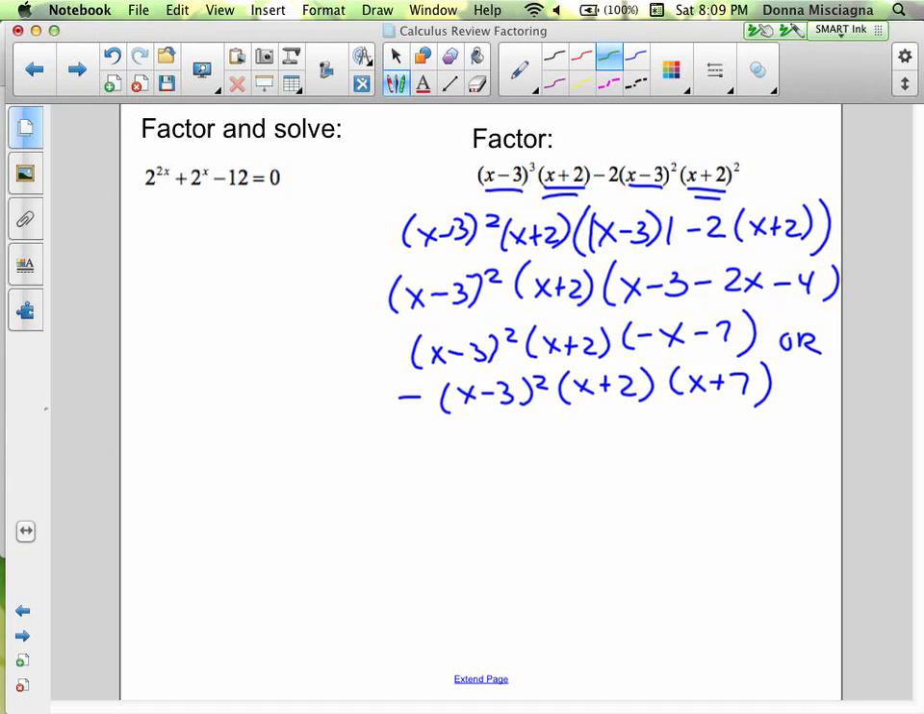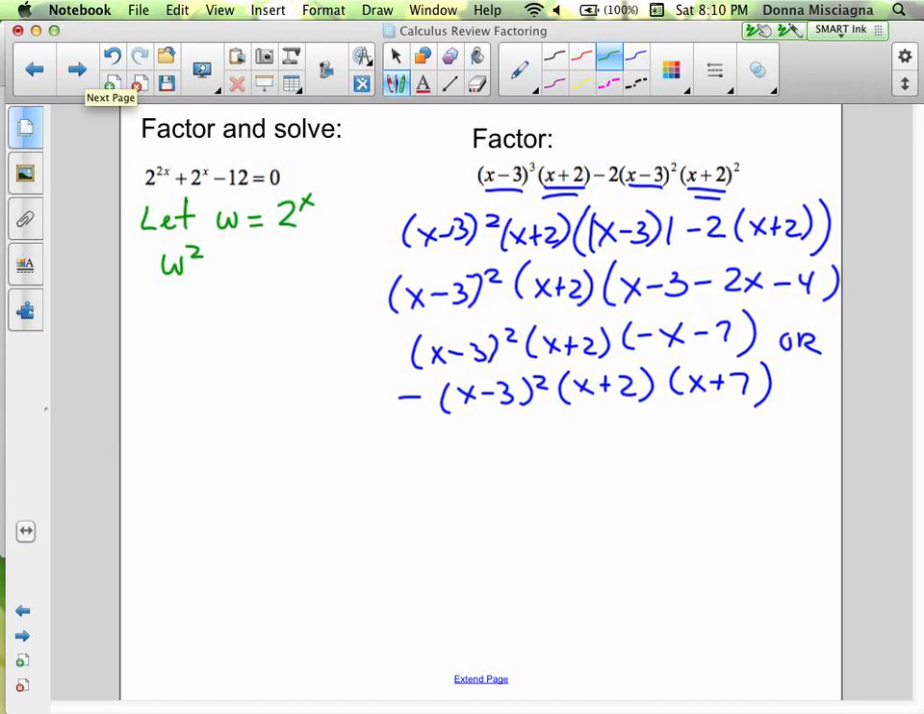Here's one from the solving section. I've got an exponential. How do we factor that? Well, don't think of it as an exponential. All right? Let's let w equal 2 to the x.